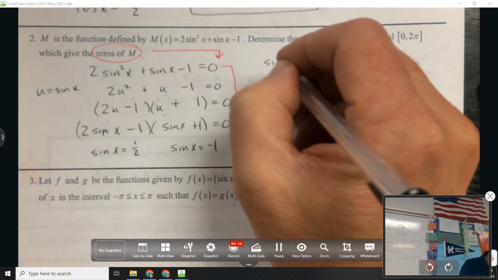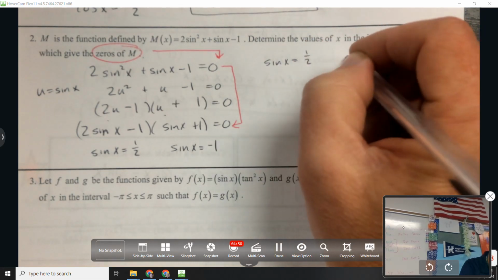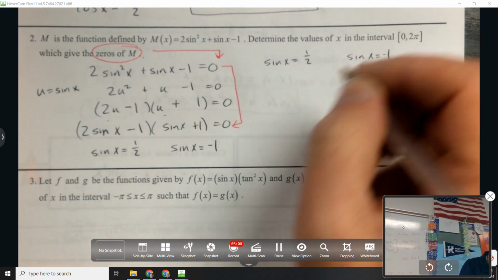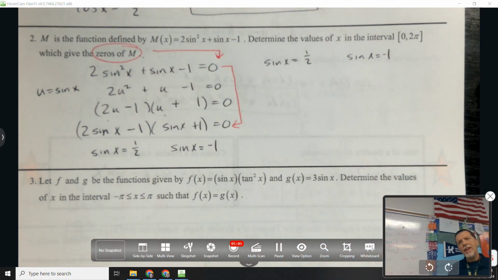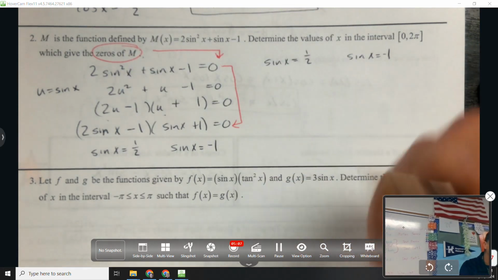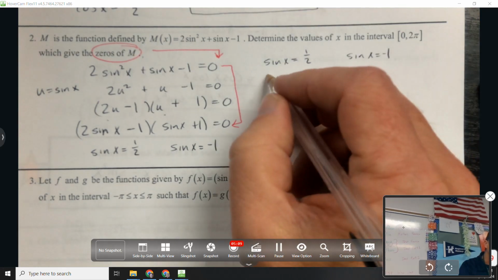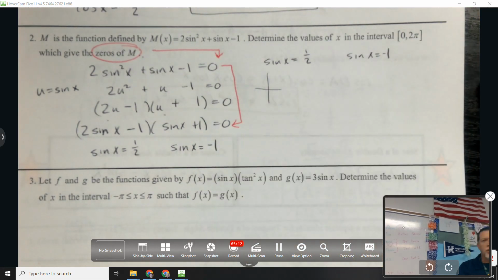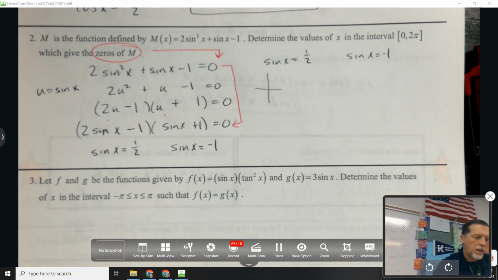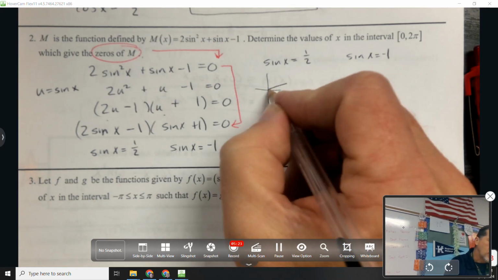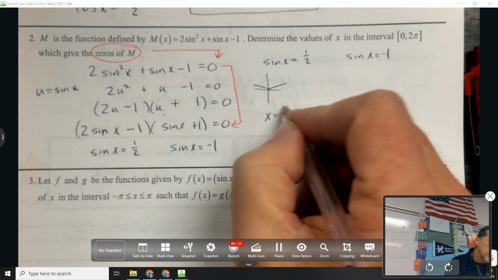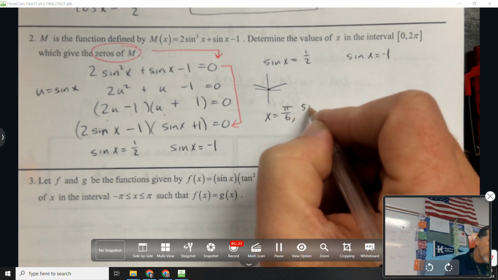I'm going to rewrite those up here. So sine of x equals a half. There's actually, I guess, two ways to think about these problems. I think unit circle. I'll show you the other way in a minute. So when I'm thinking unit circle, sine is a half. Sine's positive on the up quadrants, so that would be the first and second. Sine is a half at the shallow angles. So that's pi over 6 and 5 pi over 6.